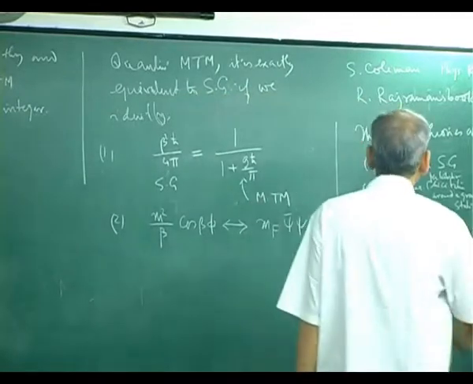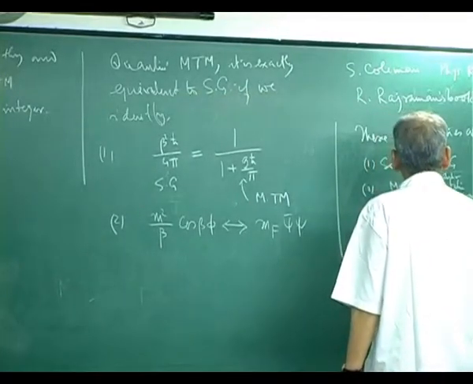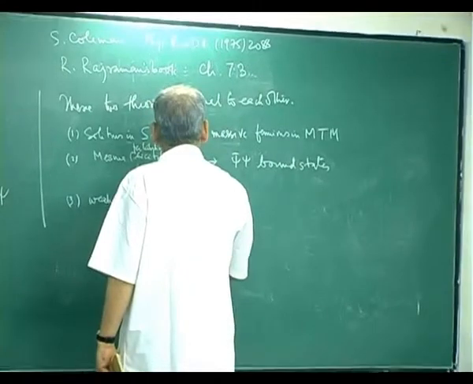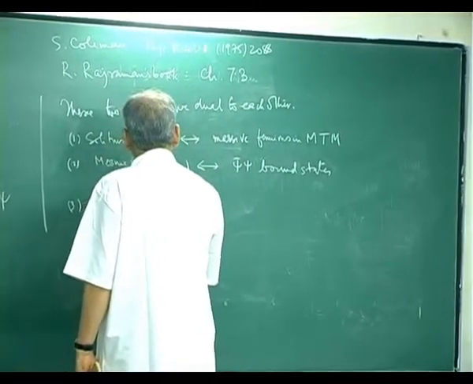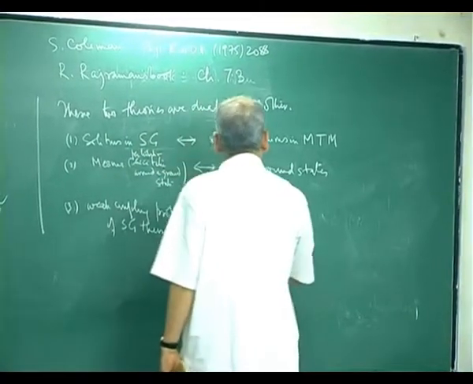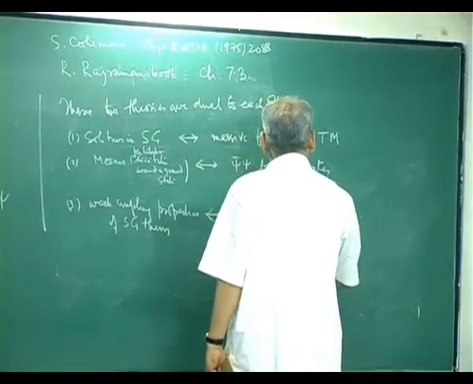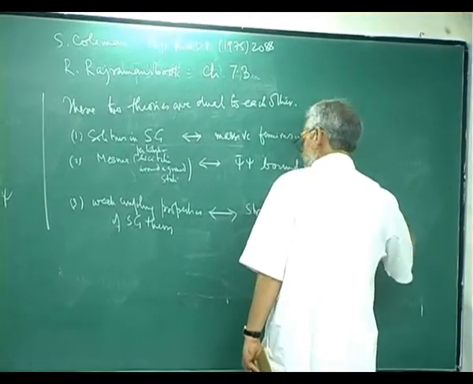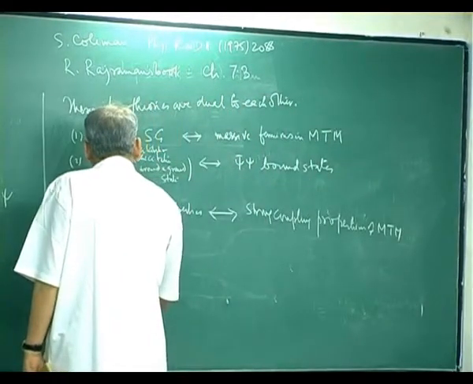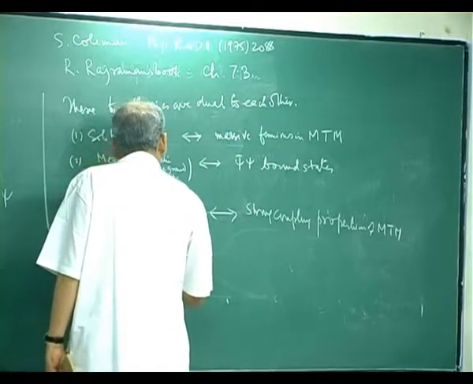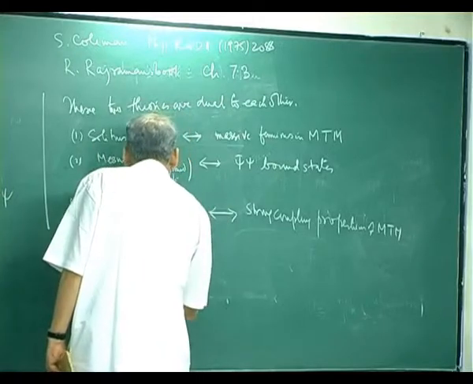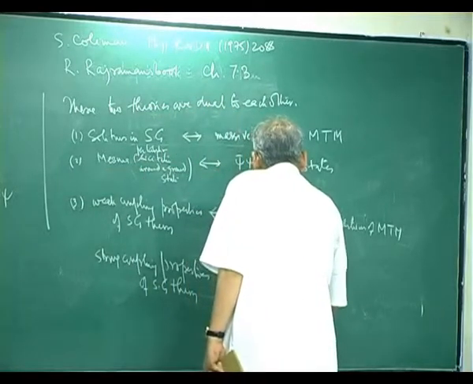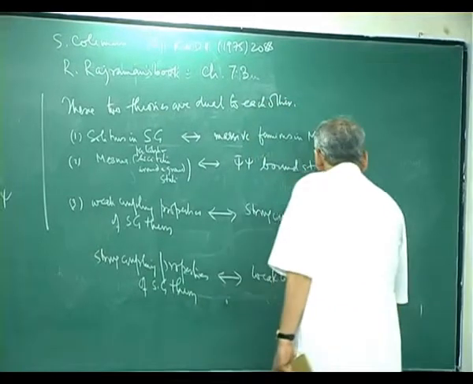So another interesting property is that weak coupling properties of Sine-Gordon theory correspond to strong coupling properties of the massive Thirring model, and strong coupling properties of Sine-Gordon theory correspond to weak coupling properties.